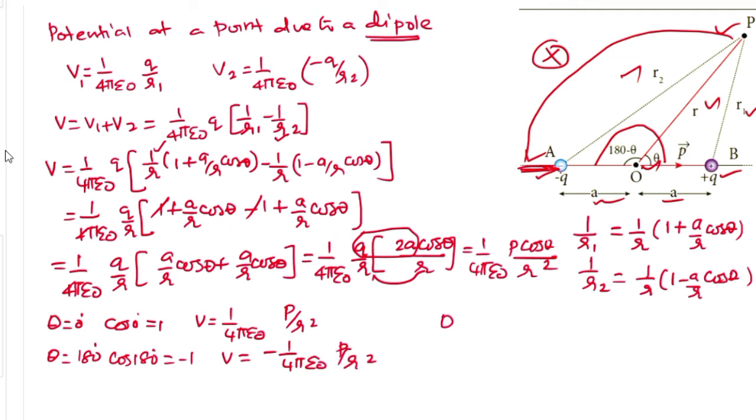And finally when theta is equal to 90 degrees, when does that happen? When the point is exactly here, that means on the equatorial plane or equatorial line, cos 90 is equal to 0. Therefore the potential equals 0 everywhere. So on the line the potential will be 0 everywhere. That surface is called an equipotential surface. I will tell you later.